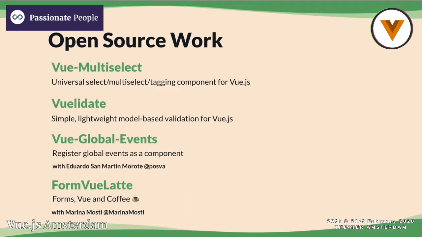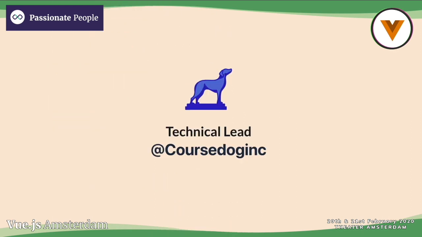I also do some open source work, some of which I'm more proud of than others. Guess which ones? But I very much like Vue Global Events with Eduardo. That's the best library because there is hardly any maintenance. I also work as a technical lead at CourseDoc, a company that builds a scheduling platform and some events management things for US-based universities, which is also kind of fun, but also scary sometimes.